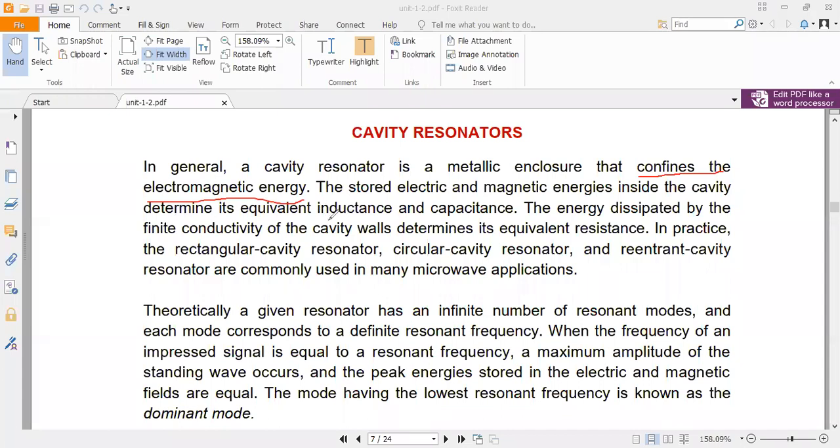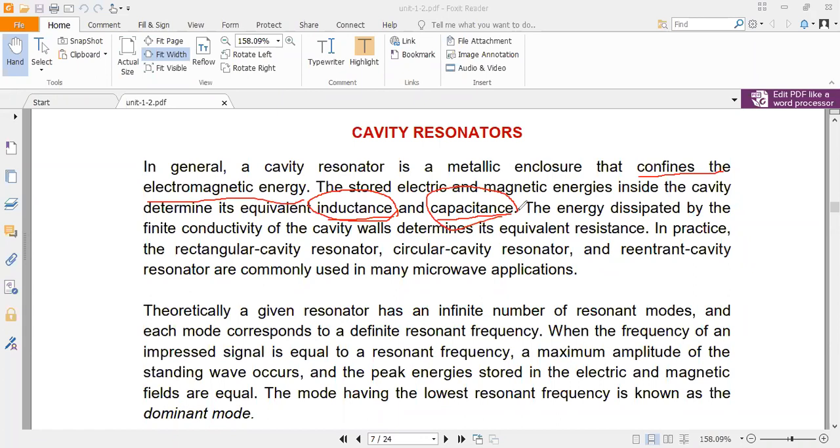The equivalent circuit consisting of inductance and capacitance. The stored magnetic energy is equivalent to what? Inductance. The stored electrical energy is capacitance. So, what is the equivalent circuit of a cavity resonator? It consists of an inductance and a capacitance.